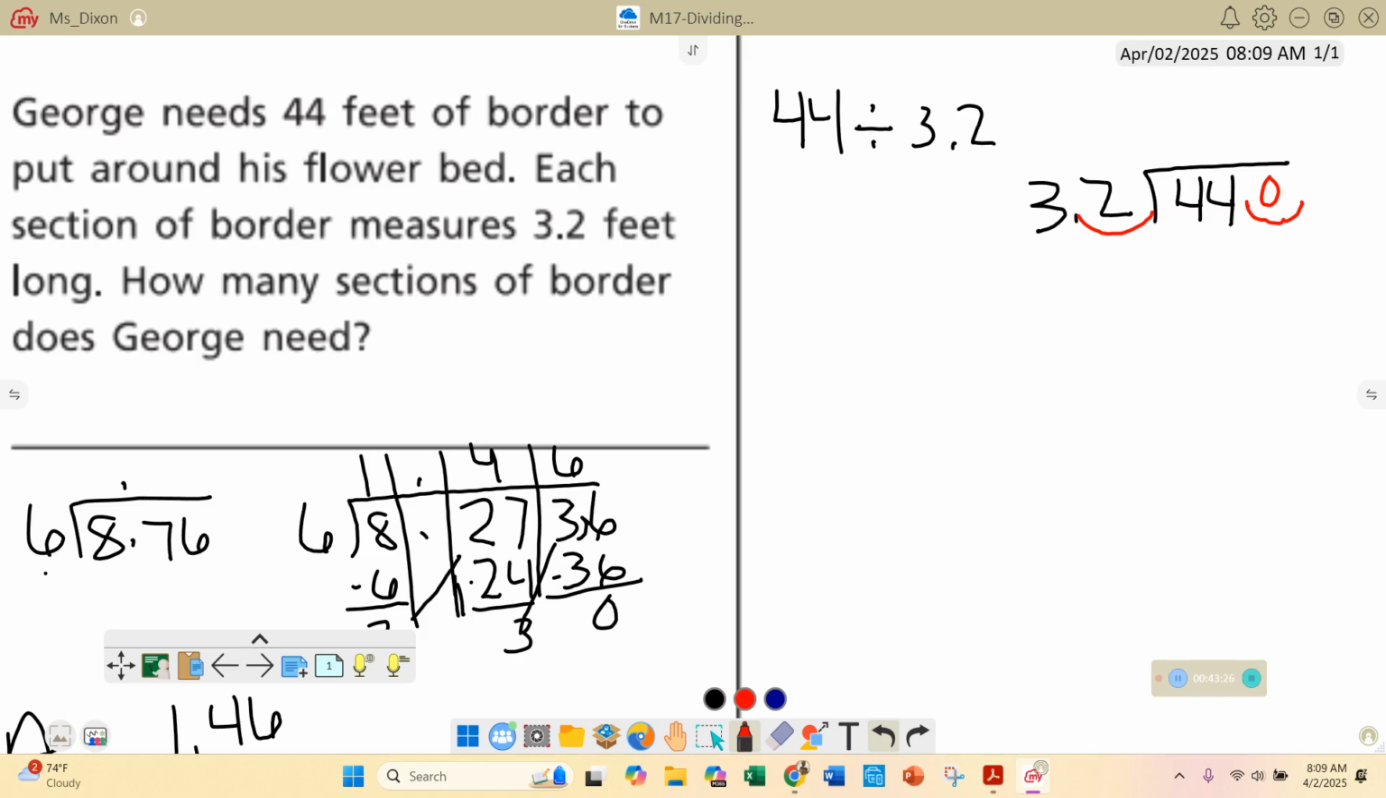All right, let's rewrite our problem one more time with our equivalent dividend and divisor. So that's 32 as your divisor and 440 as your dividend. All right, let's get started solving. Let's make our list.